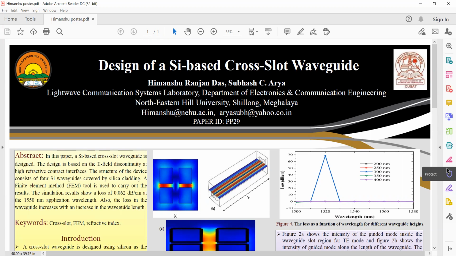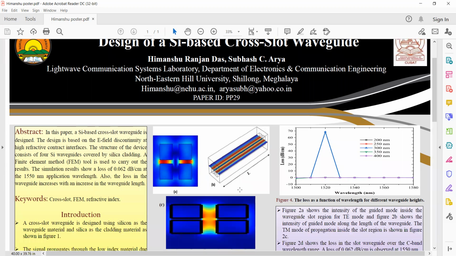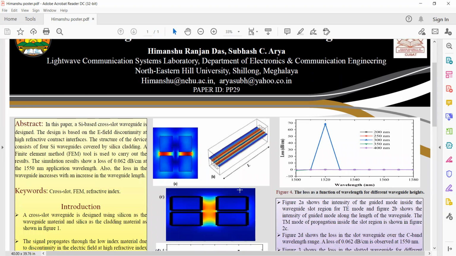My name is Himanshu Ranjan Das and my co-author is Subhasi Arya. The topic of my poster presentation is design of a Si-based cross-slot waveguide. So in our paper, we have designed a silicon-based cross-slot waveguide.